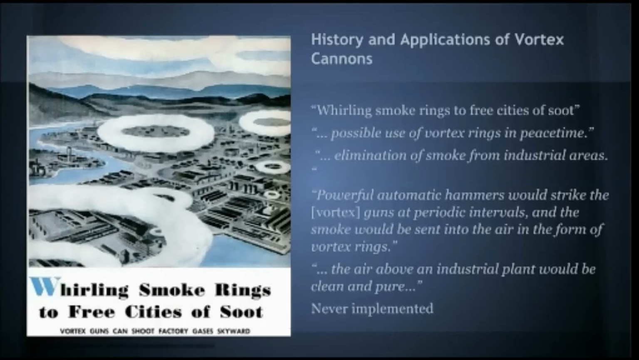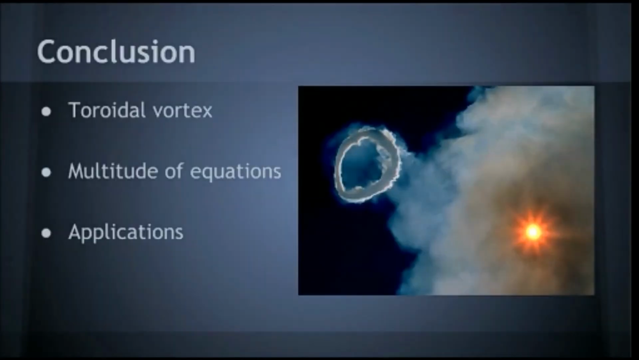However, these were merely concepts and were never fully developed. In conclusion, we've discussed how a toroidal vortex ring is formed and the science behind the vortex cannon. We also provided equations which show relationships among each parameter involved in the vortex cannon, and we mentioned some applications and history of this phenomenon.